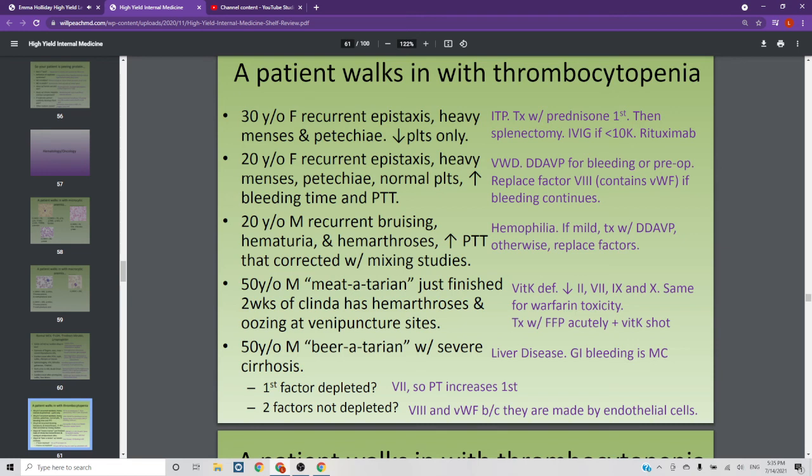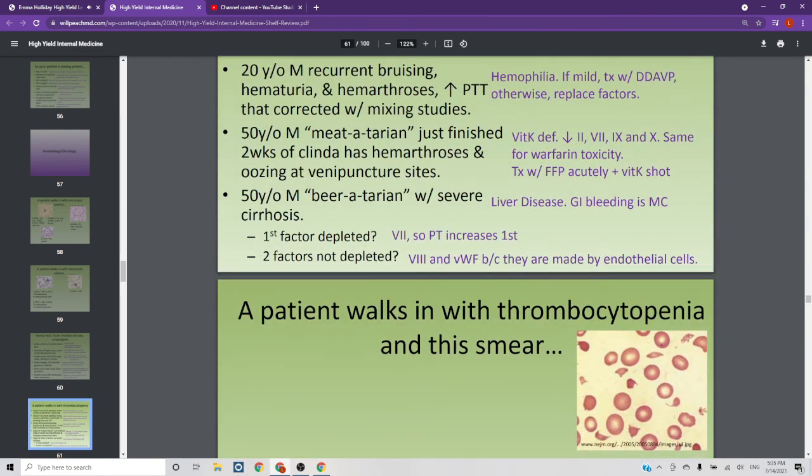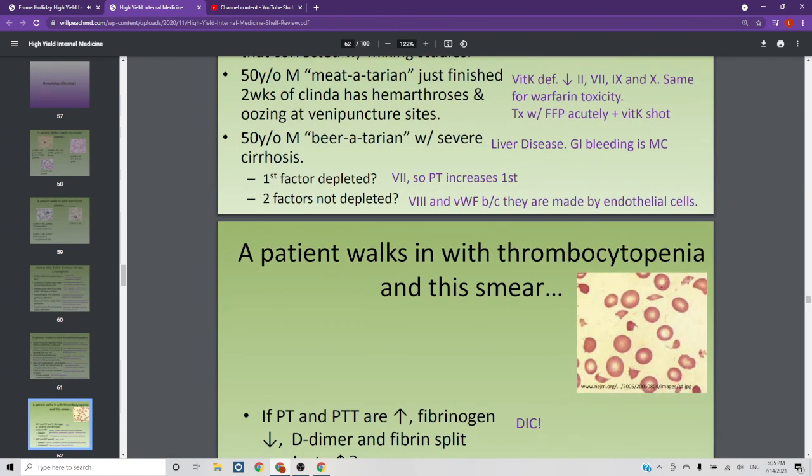So our fourth patient is a 50-year-old meatitarian, just finished 2 weeks of clindamycin, has hemarthroses and oozing at his venipuncture sites. Vitamin K deficiency. I thought I was being tricky, but you guys got it. Right? He's a meatitarian. He doesn't eat any vitamin K rich foods. And he took Clinda, so he wiped out all his gut flora. He doesn't have vitamin K.